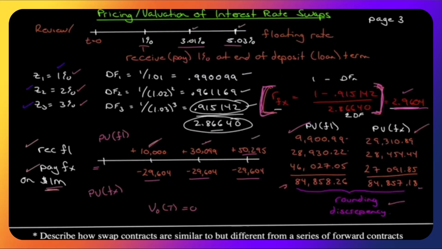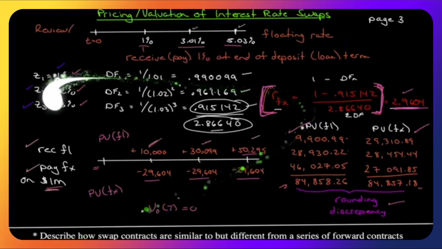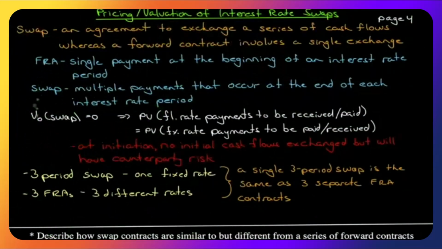Now, let's talk about a swap. All right, let's define a swap. It is an agreement to exchange a series of cash flows, whereas a forward contract involves a single exchange. The FRA, which we've already been introduced to, is a single payment at the beginning of an interest rate period.